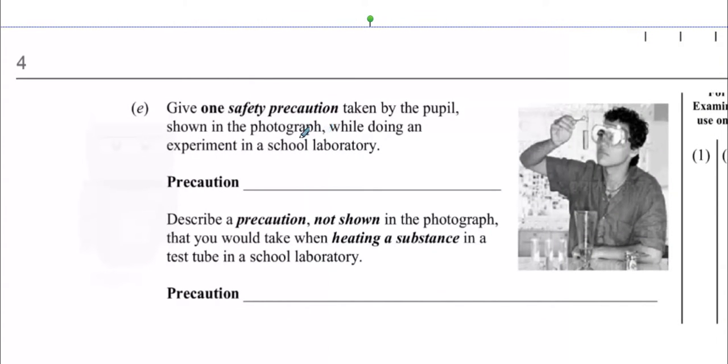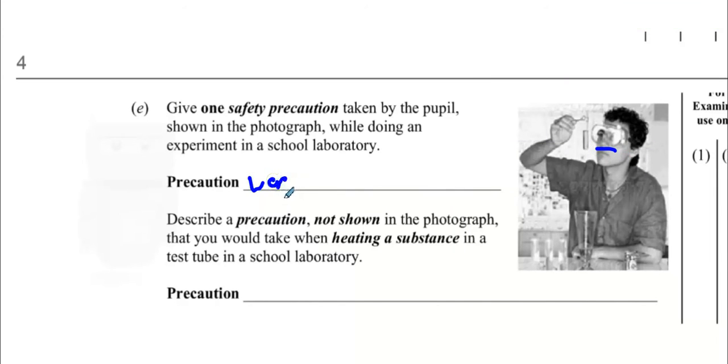Okay, give one safety precaution taken by the pupil shown in the photograph. You could say that he's wearing goggles. Glassware is in the middle of the table. I believe he's using tongs to hold the test tube.